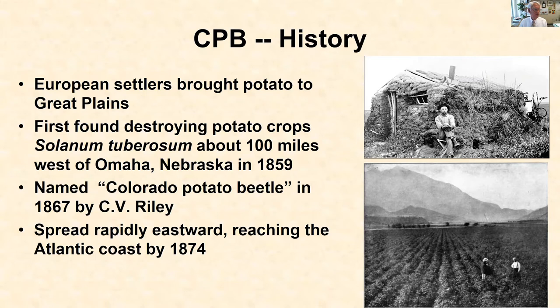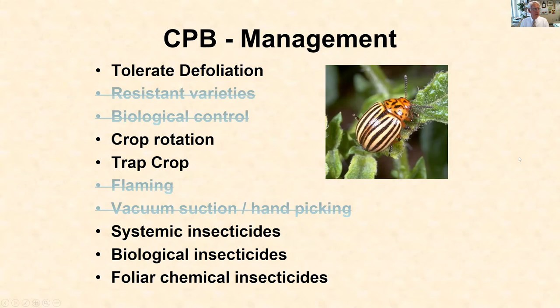Well, what are we going to do about the Colorado potato beetle as far as management goes? The plants can tolerate a certain amount of damage. Minor damage is not a problem. The plants will still yield. You'll still get marketable potatoes because the damage occurs to the foliage and to the stems above ground. We have not found resistant varieties. We have not found reliable biological controls that will reduce the population.